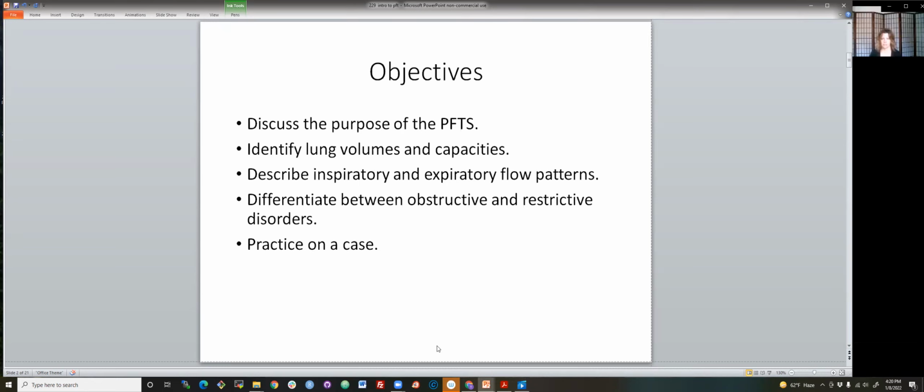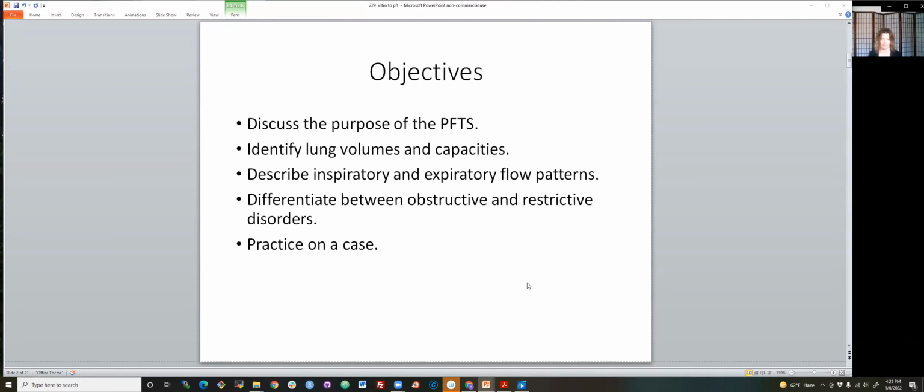During this presentation, our objectives are to discuss the purpose of pulmonary function tests, identify lung volumes and capacities, describe inspiratory and expiratory flow patterns, differentiate between obstructive and restrictive disorders, and at the end, we'll practice on a case. So what is the purpose of a pulmonary function test?